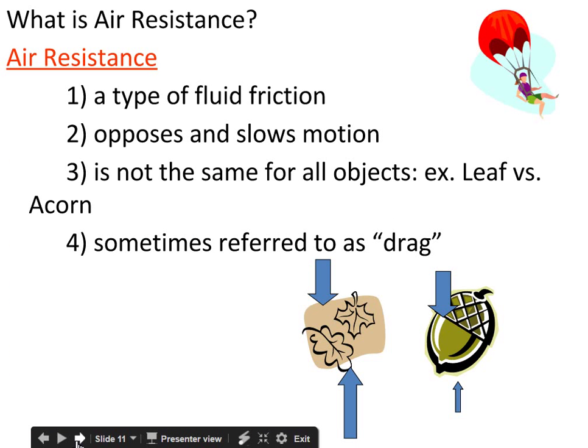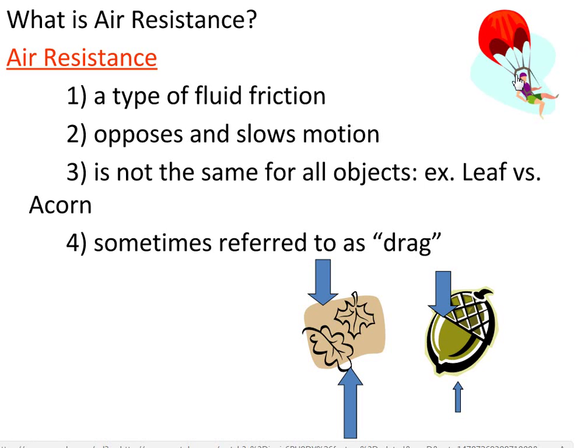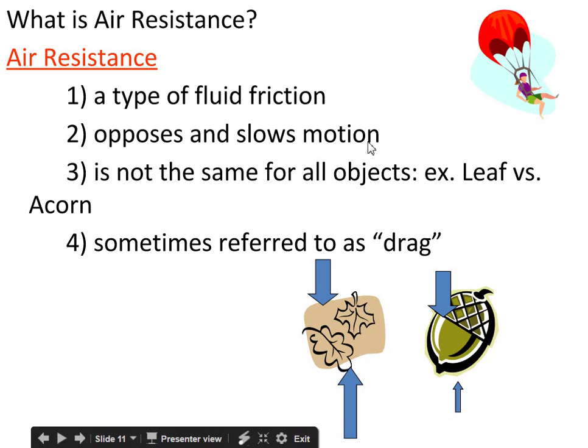Air resistance is a type of fluid friction, and it opposes and slows motion, which in the case of a skydiver is what you hope happens with your parachute. You open your parachute, it creates friction, it creates drag, it opposes and slows the motion down so that you can safely hit the earth. Now, air resistance is not the same for all objects.